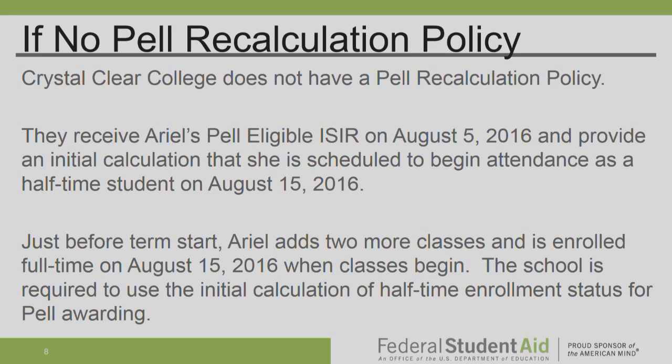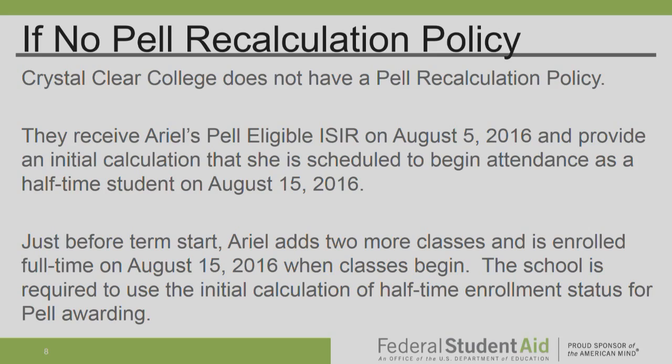Now here I have Ariel, same Ariel, but in this case, they do indeed receive the ISER on August the 15th, and they provide an initial calculation showing that she is indeed scheduled to begin attendance as a half-time student on August the 15th. So good, I did the initial calculation. Here it is, she's enrolled half-time. So good, here's my initial calculation based on half-time status.